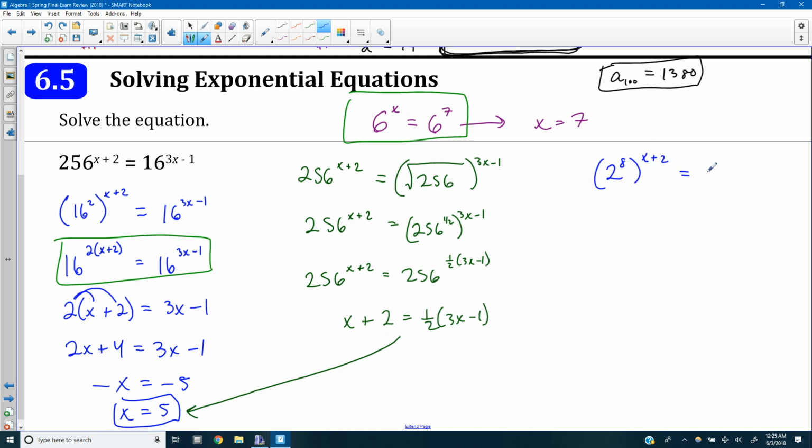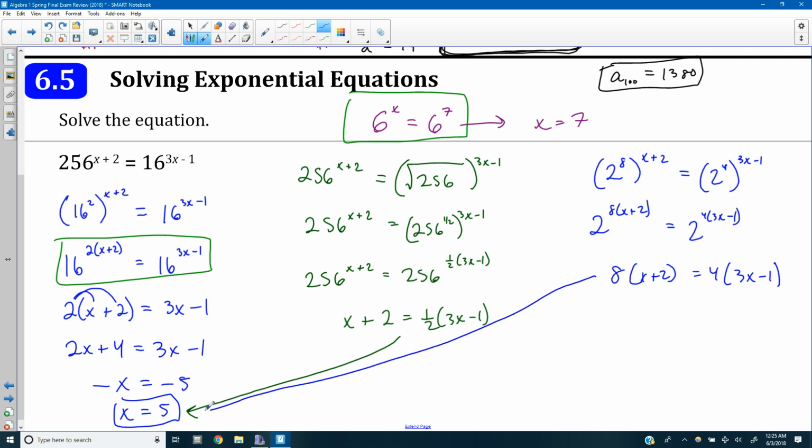16 is 2 to the 4th power. What I can do is change both bases if I have to. So I can do this, where I get 2 to the 8 times x plus 2 equals 2 to the 4 times 3x minus 1. I would set these equal to each other, and then solve the rest of the way, and I'm still going to get the same answer. You can try these. I'm trying to save time by not doing that.